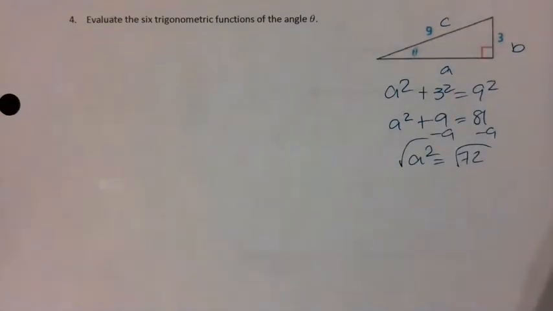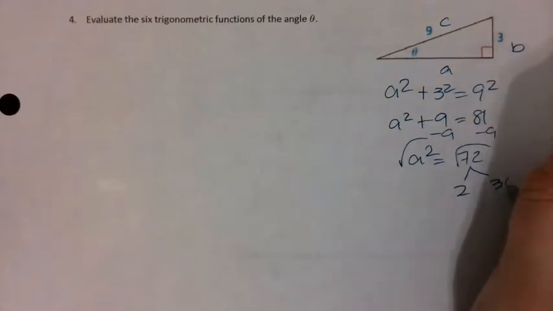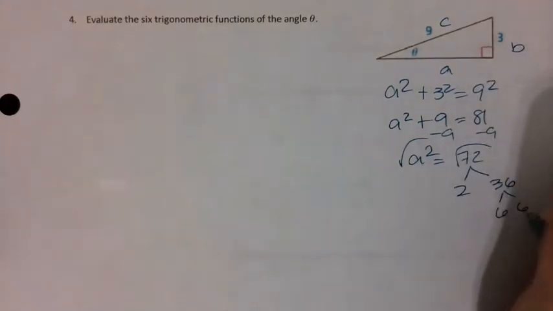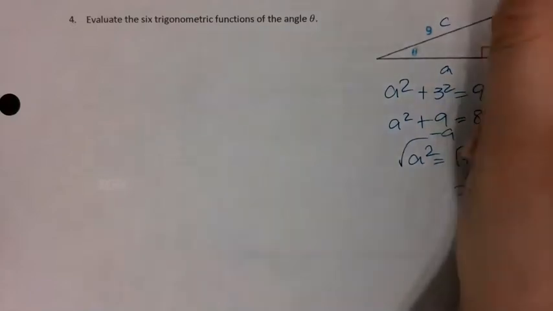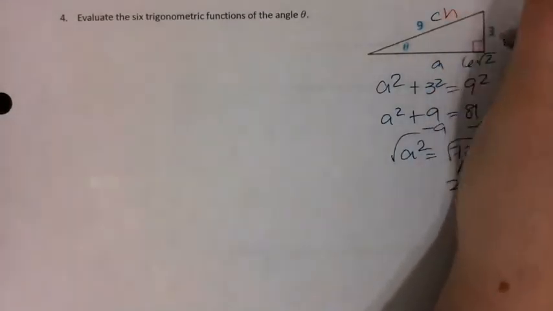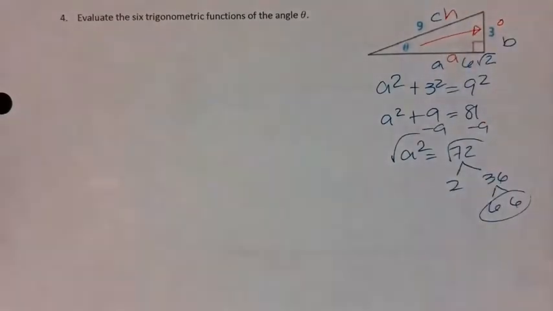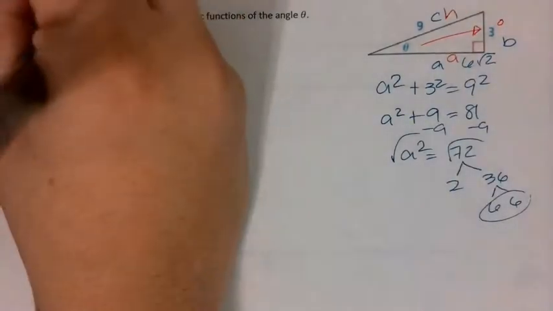72 is not a perfect square, so what I want to do is factor tree this. I have 2 and 36. 36 breaks down to 6 and 6, so that can come outside. I have 6 square root of 2 for my A side length. Okay. Then I'm going to label them. This is my hypotenuse. This is my opposite. This is my adjacent. I'm going to find my 6 trig functions.